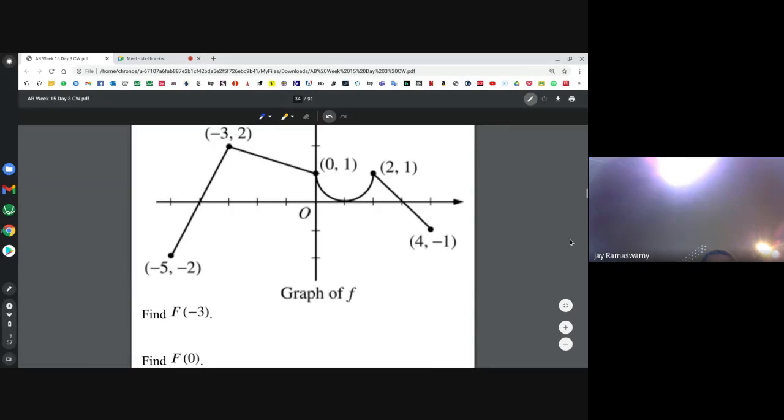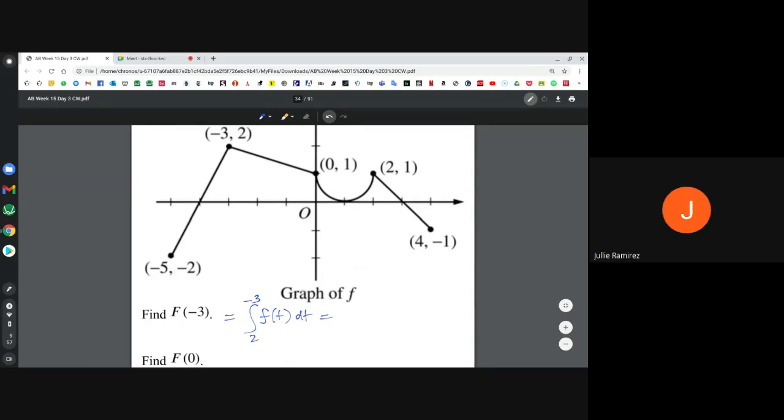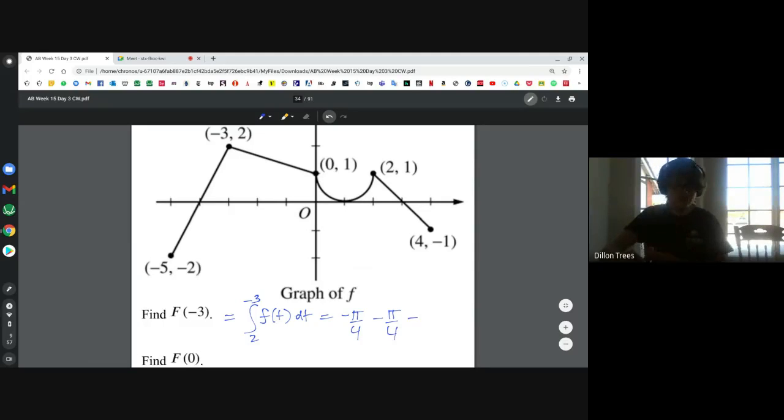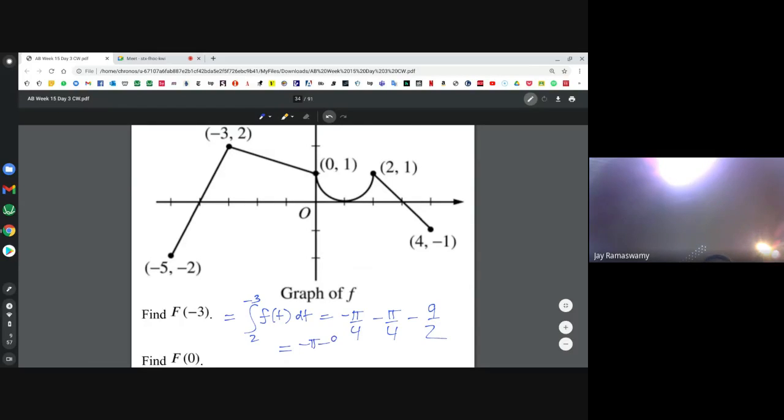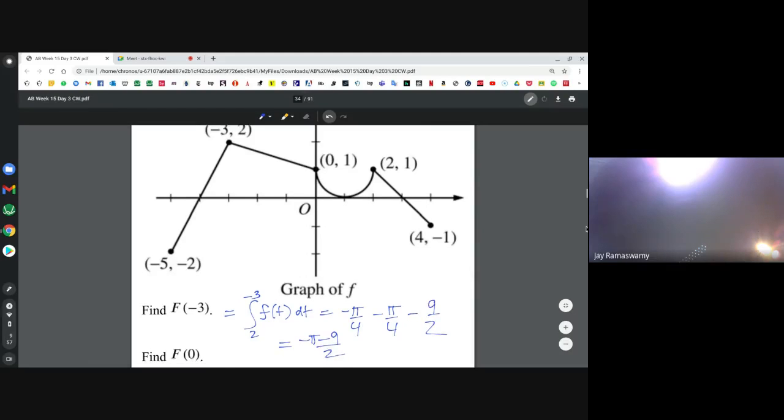Okay, next, page 34. It says capital F of -3, which is the area from 2 to -3. Okay, do this yourselves. Write down your answer. You don't need to look at the board; all your numbers are in your figure. Those of you finished, what are you writing? Negative 2 minus pi over 2 minus 9 over 2. Is it basically negative pi minus 9 all over 2? Yes. Common denominator.